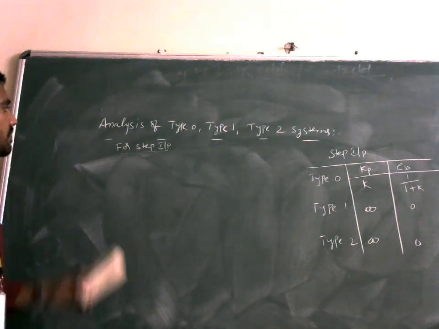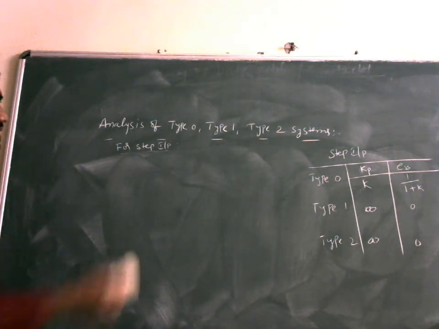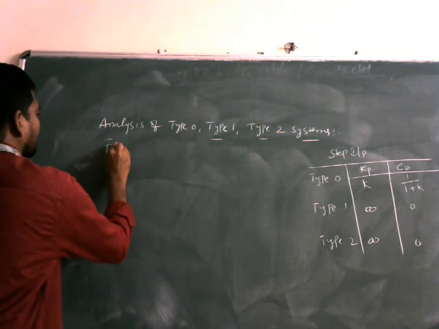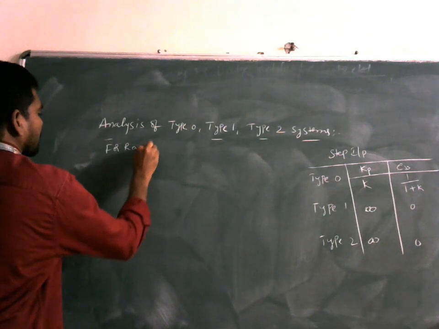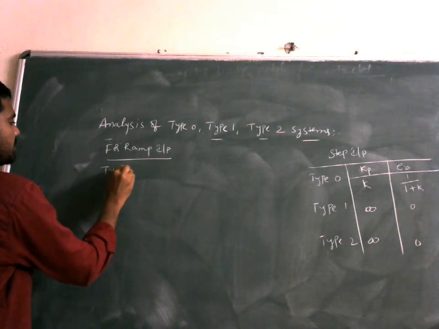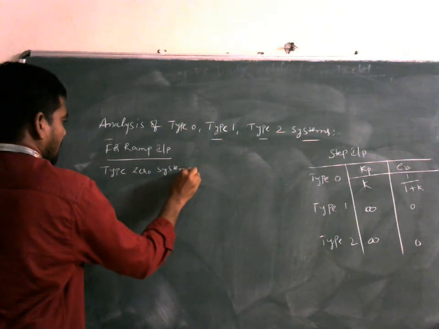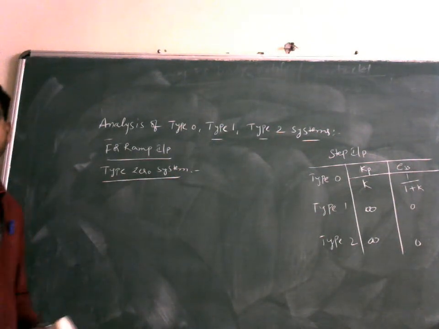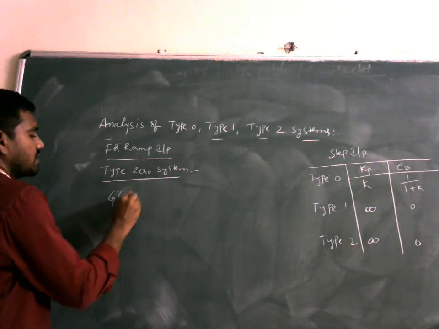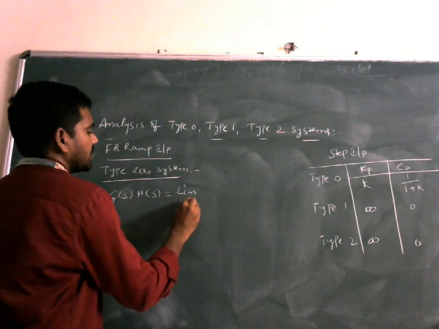Now, the step input is completed: type 0 completed, type 1 completed, type 2 completed. Next, what is the input we are having? For parabolic or for ramp input. For ramp input, again first you need to consider a type 0 system. For a type 0 system, what will happen? You need to consider G(s)H(s) is equal to, limit s tends to 0.